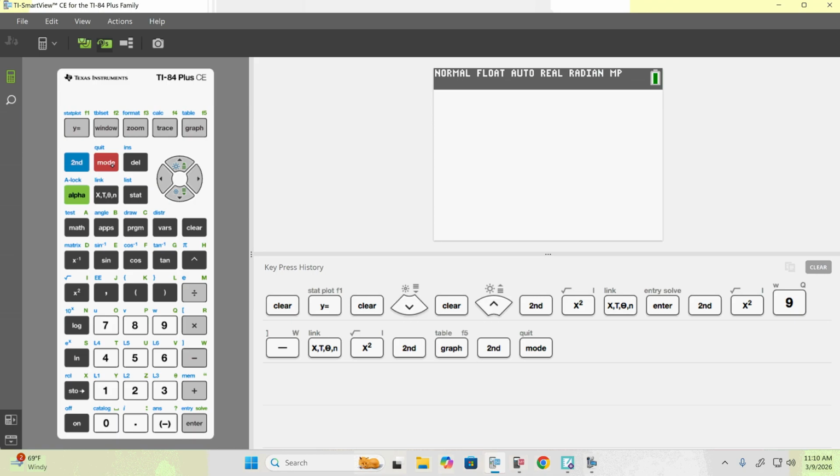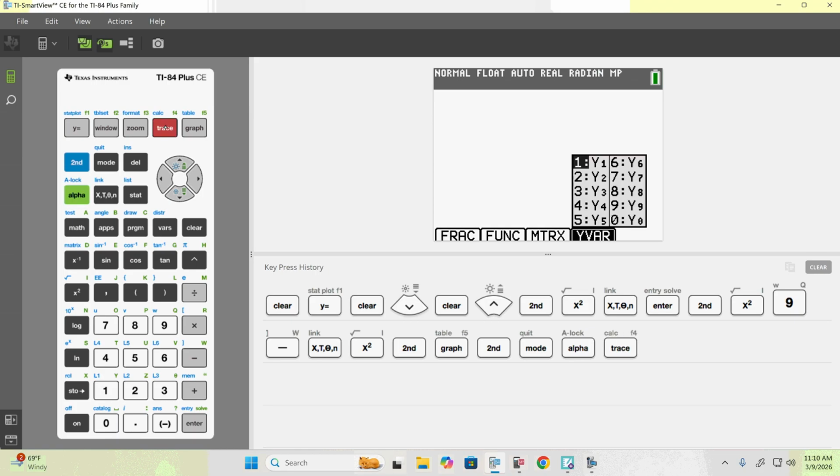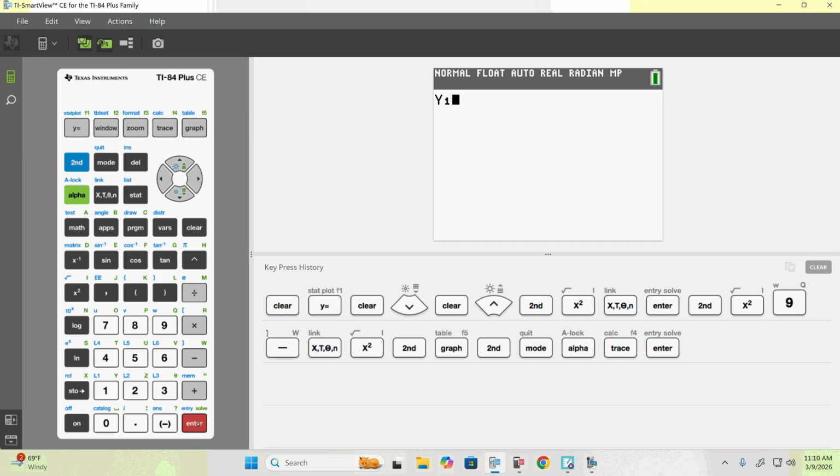Second quit. We want to go back to the home screen. Alpha trace. Alpha F4. Now you should see Y1 through Y0 pull up this menu, yes? Now the first function that we typed in was in Y1. So we want to hit enter. And you should have Y1 there. Yes? So we get an alpha trace and then selected Y1.